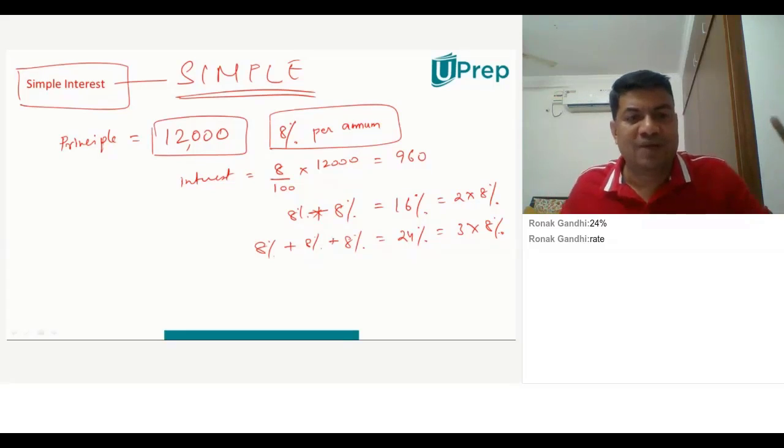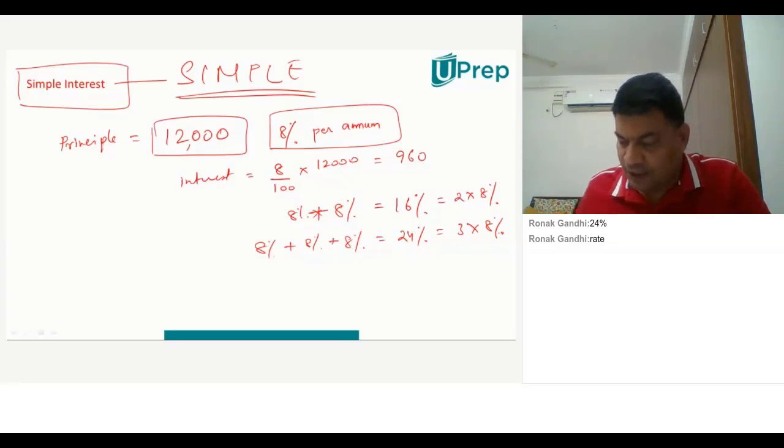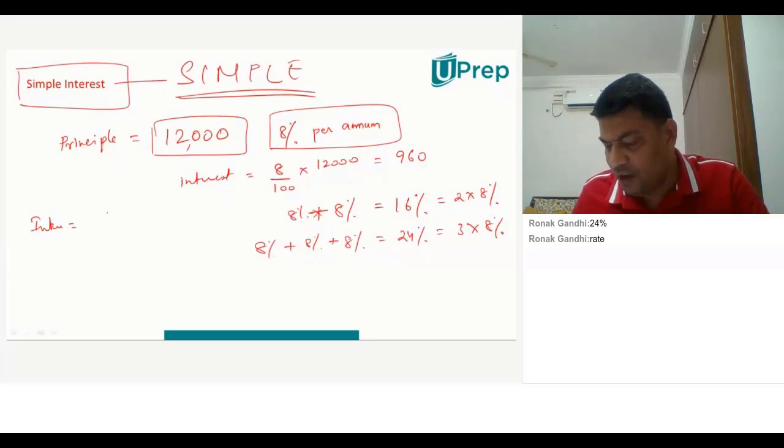So say, let's assume someone asks me how much interest you will pay at the end of 3 years. So what is the interest that I'll pay at the end of 3 years? That is nothing but 3 into 8, which is 24%. So I'll calculate 24% of 12,000.